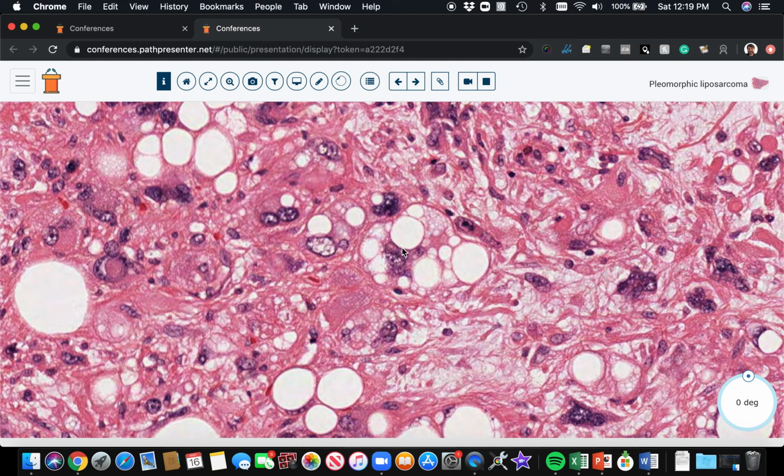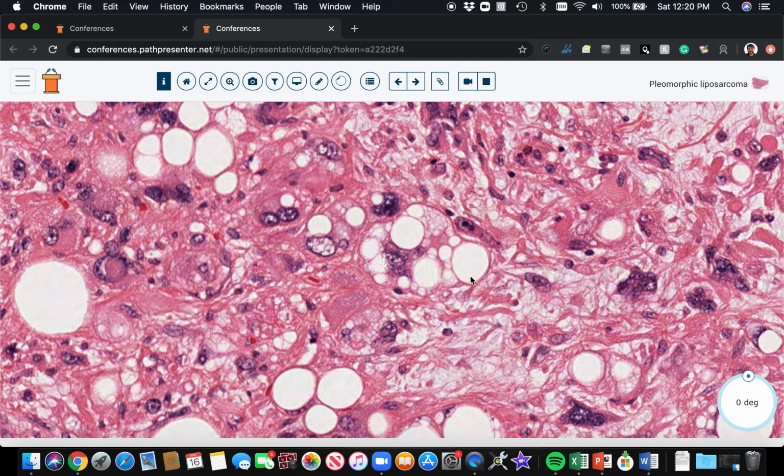Now, dedifferentiated liposarcoma is also high grade, but the majority of those do not have lipoblasts. They are liposarcomas because they arise from well-differentiated liposarcoma as a precursor lesion. There is a small subset of dedifferentiated liposarcomas that can have lipoblasts, but as a general rule, what I tell my residents is if you see a high-grade sarcoma with lipoblasts, especially if you're in the extremities, the arms, the legs, almost certainly what you're dealing with is a pleomorphic liposarcoma, and usually dedifferentiated lacks this.